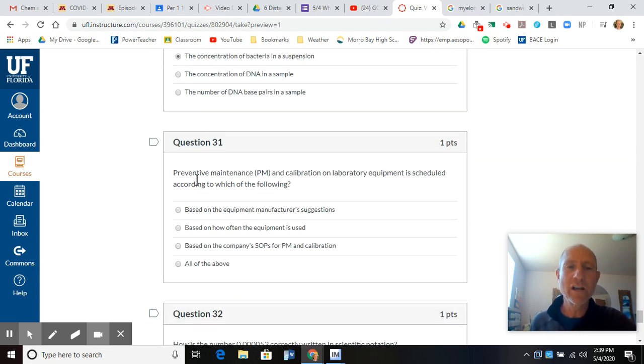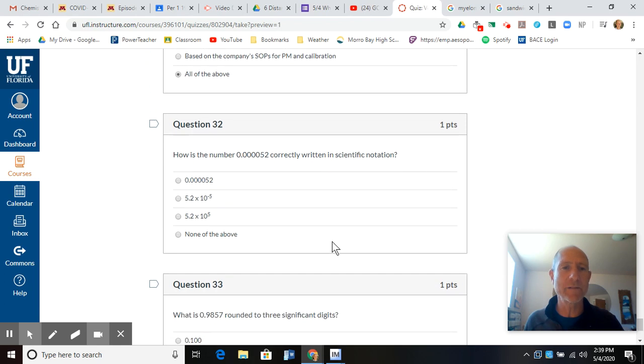Question 31. Preventative maintenance and calibration on laboratory equipment is scheduled according to which of the following? When the manufacturer tells you to calibrate that pipette, do it. Yes. Based on how often the equipment is used. You're using it all day, every day, you better do it more often than if you're using that sucker 5 times a year. Based on the company's standard operating procedures for preventive maintenance and calibration. Yeah, you do it when your boss tells you to. So all the above, booyah!